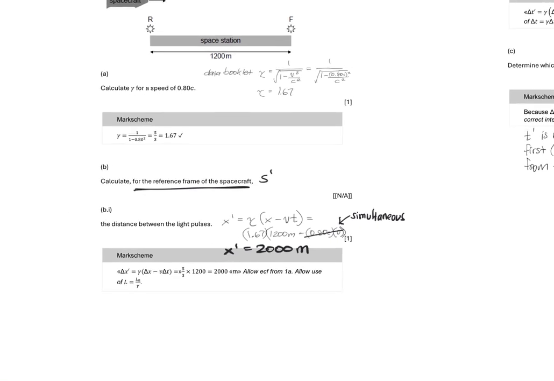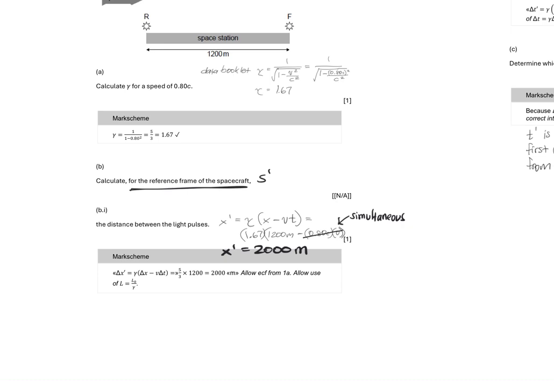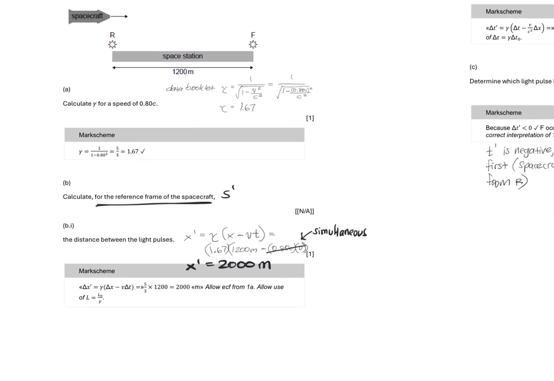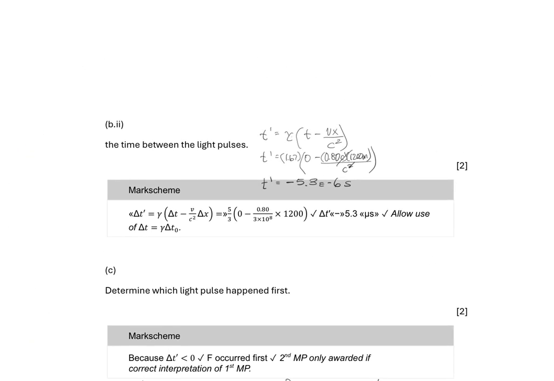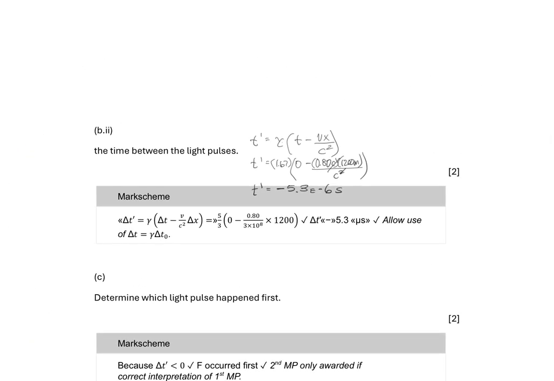And so that is BI, and that's the relativistic distance, and then BII wants the relativistic time. So we use the time equation. t prime is gamma times (t minus vx over c squared), and v is 0.8c, x is 1,200 meters, gamma is 1.67, and so our time actually comes out as negative 5.3 times 10 to the negative 6 seconds.